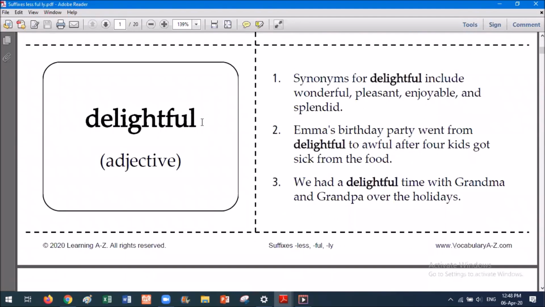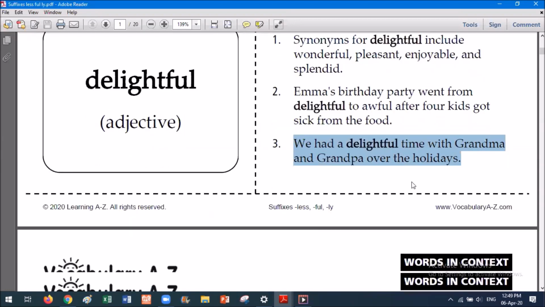And here we have the next word, delightful. Delightful is full of delight, because remember, full means to have lots of, to be full of. Full of delight. And here we have some synonyms for delightful. Synonyms are words with a similar meaning. We have wonderful, pleasant, enjoyable, and splendid. Those are all synonyms for delightful. Now, here's a nice example. We had a delightful time with Grandma and Grandpa over the holidays. Hopefully you guys are having a delightful time with your parents at home as well.